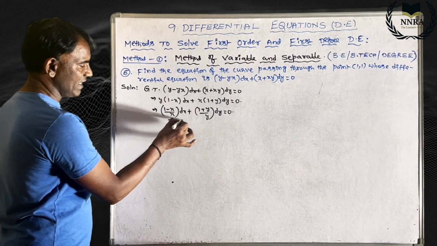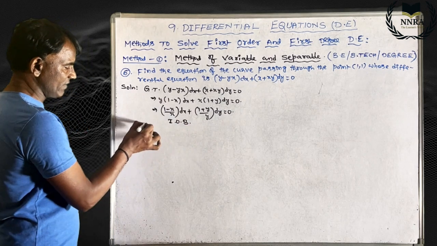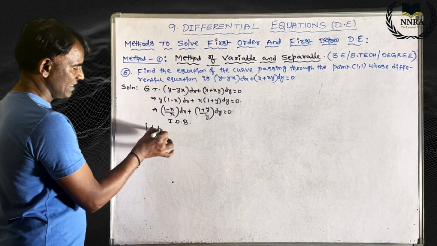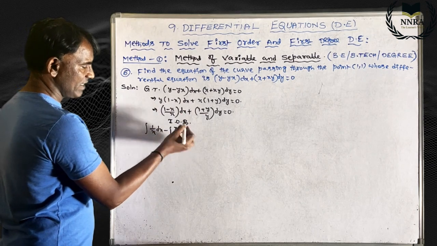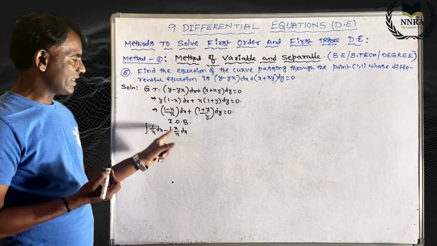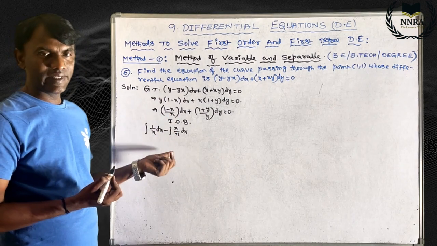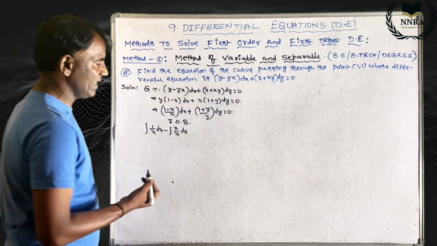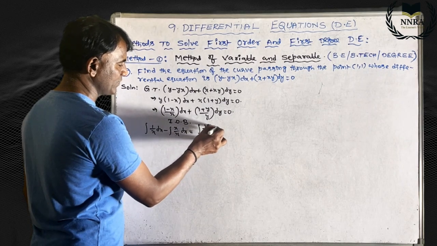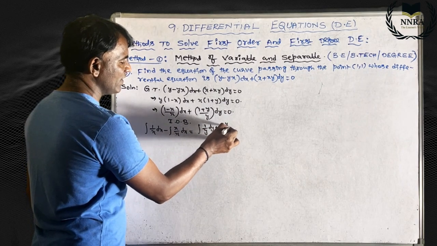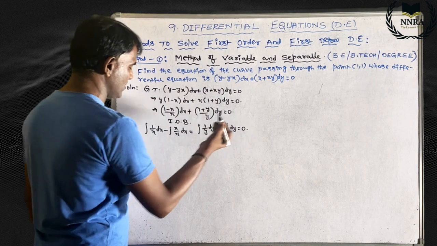Now integrating on both sides. Now what is that first term? 1 by x. Then minus x by x, right? Dx. Actually it is not required. X by x means 1. If you want you can write it, otherwise you write direct value. Okay. And this side, first one is 1 by y dy. Second one, y by y dy equal to 0.